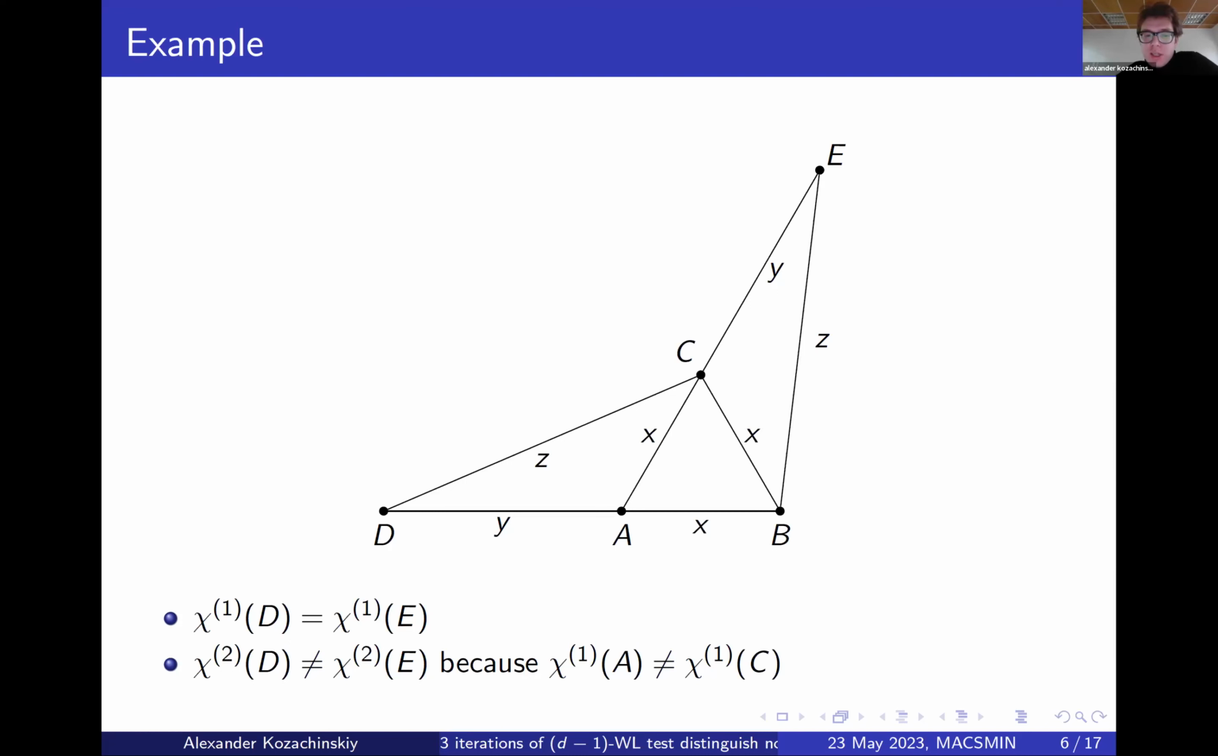The observation is that these 2 additional points, D and E, will have the same label after the first iteration, because for each of them the multiset of distances will include the distance between them, a distance Y, a distance Y plus X, and this distance Z, which is the same for both D and E.